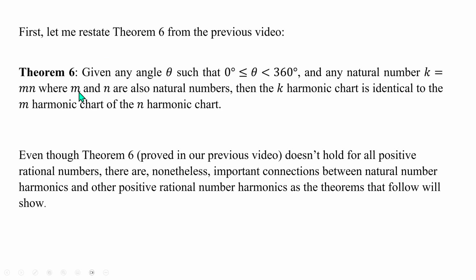So that says that when we're dealing with natural numbers, we can do these in order, consecutively. You could compute the k harmonic chart all at once, or you could first find the n harmonic chart and then the m harmonic chart of that result. Even though Theorem 6, which is proved in our previous video, doesn't hold for all positive rational numbers, it does hold for natural numbers. There are nonetheless important connections between natural number harmonics and other positive rational number harmonics, as the theorems that follow will show.